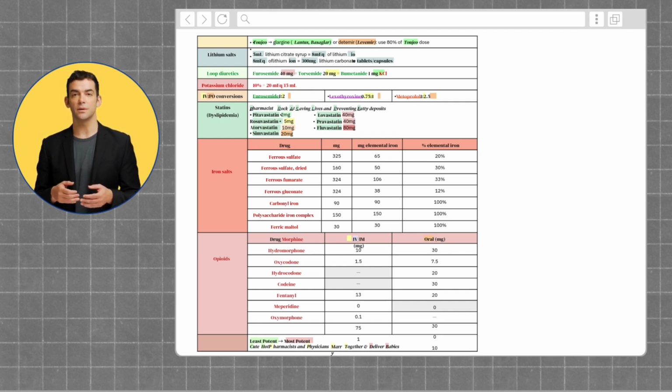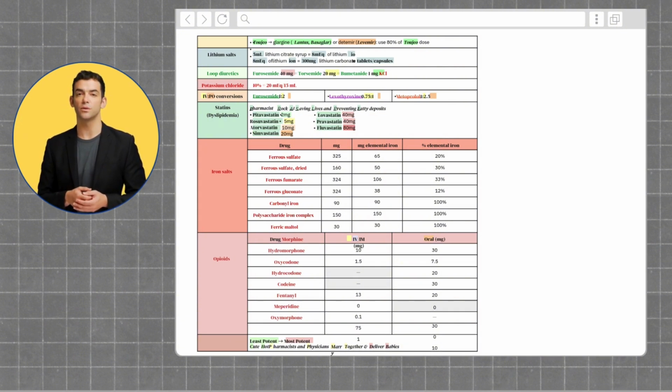When reviewing iron intake, make sure to keep in mind to always identify the form of iron salt prescribed. Be comfortable calculating elemental iron from different formulations. Recognize the importance of counseling patients on potential side effects like constipation and strategies for managing them.